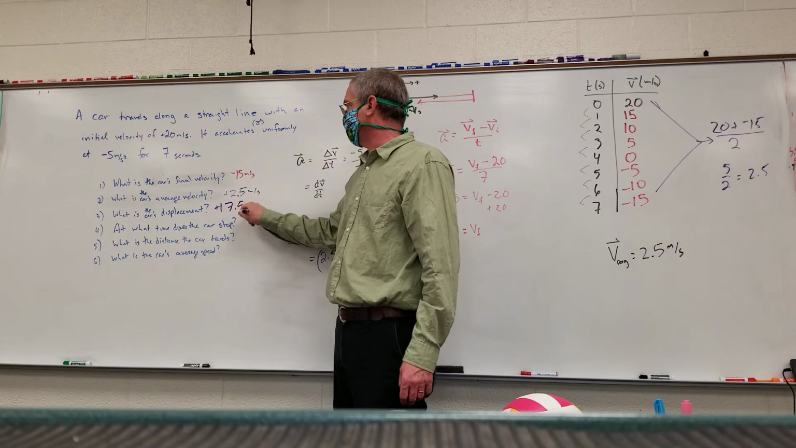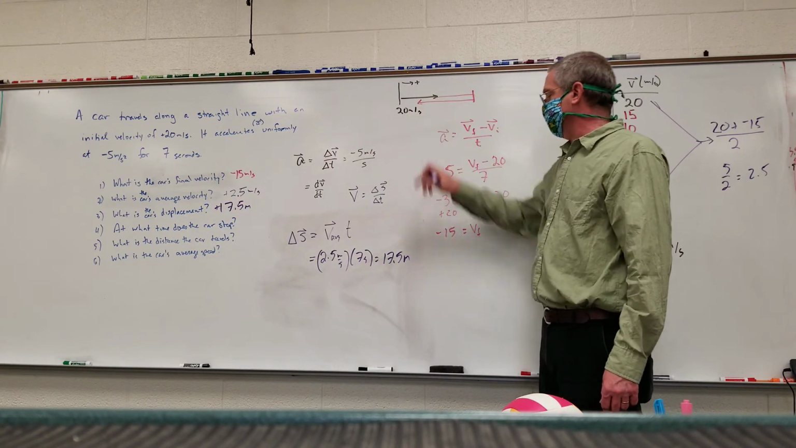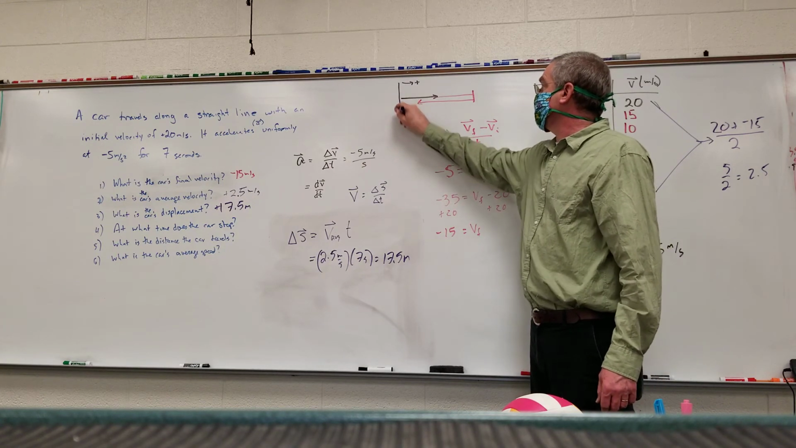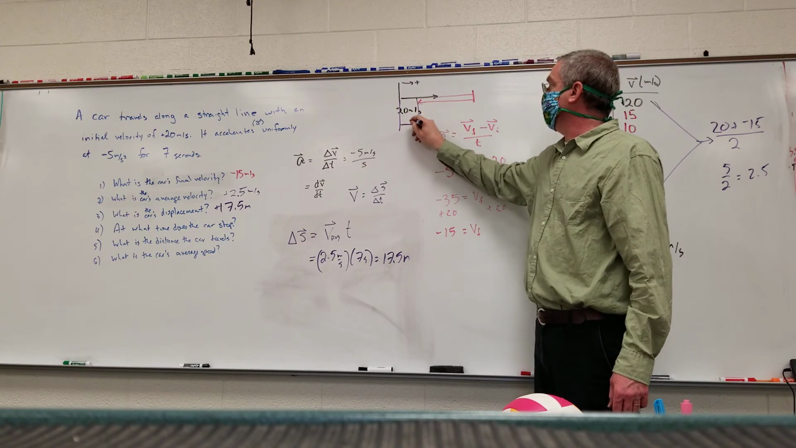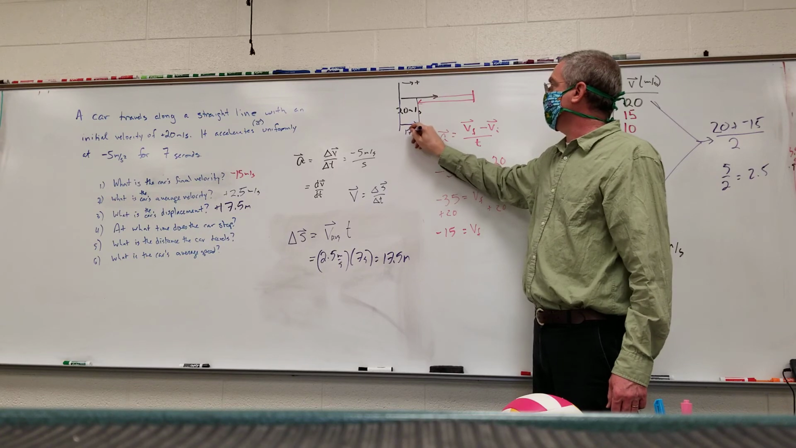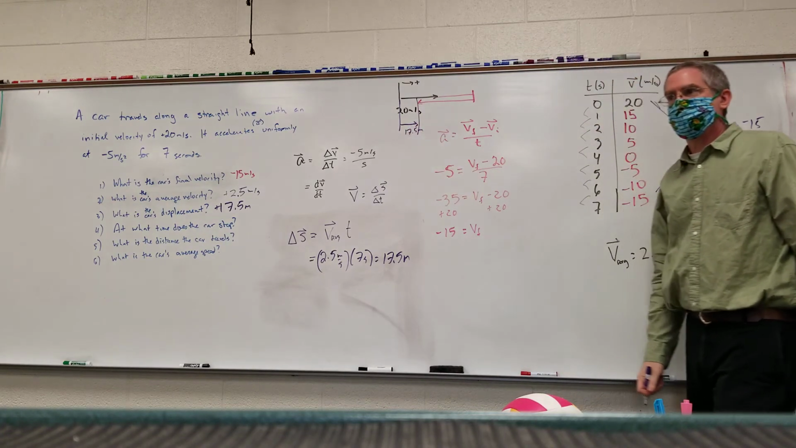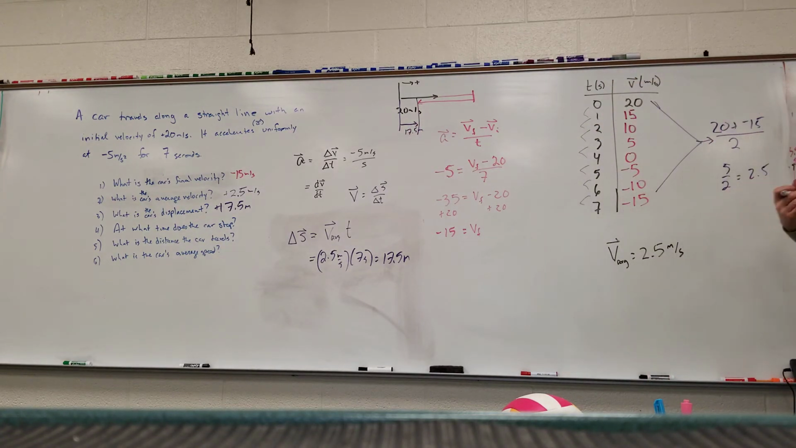Positive 17.5 meters. Which means that in my drawing right here, if that's my starting point and my final end point, that's 17.5 meters. He's still on the plus side of it, it just so happens he's heading towards the starting point.